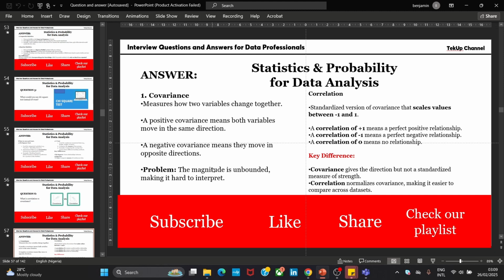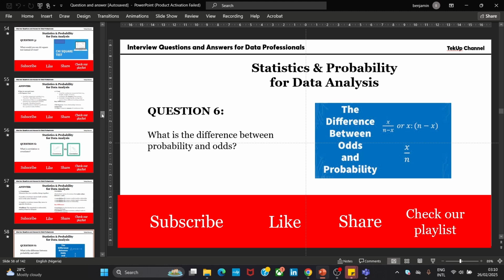So, what are the key differences? Covariance gives the direction but not a standardized measure of strength. Correlation normalizes covariance, making it easier to compare across datasets. Question number 8. What is the difference between probability and odds?